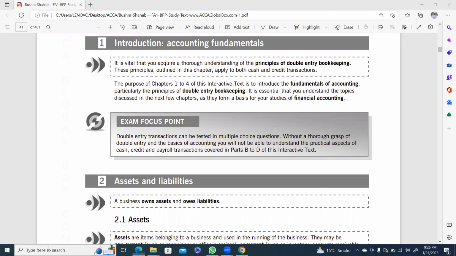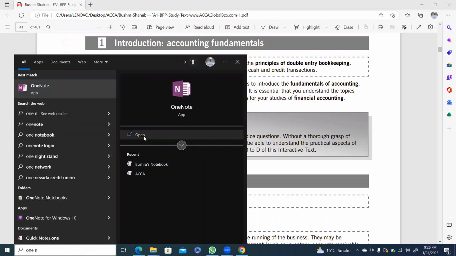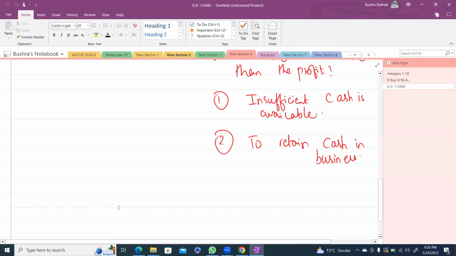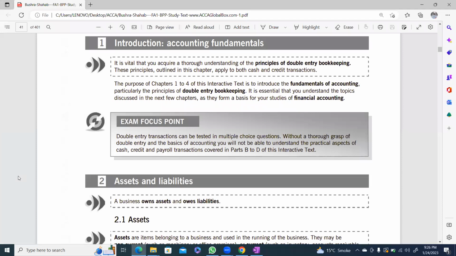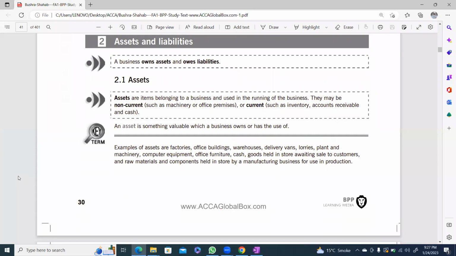So what we need to do over here, we need to see that debit should always be equal to credit. We have assets and we have liabilities, right? What are assets? Assets are the resources owned by the business. And we have two types of assets: current assets and non-current assets. Current assets have life of less than 1 year, and non-current assets have life of more than 1 year.